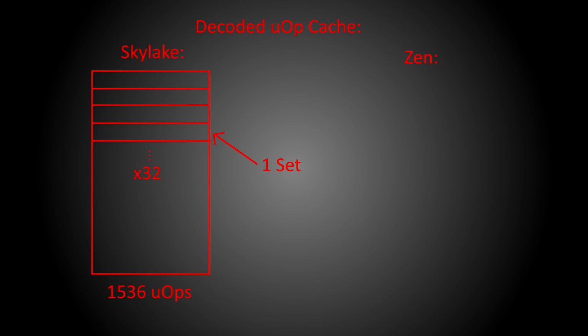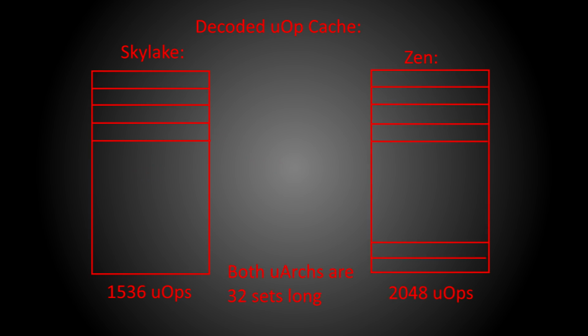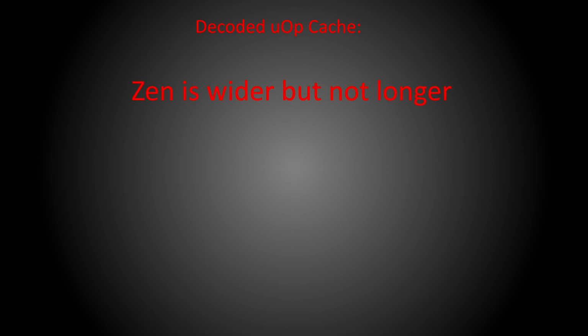When it comes to the decoded micro-op cache, the Skylake CPU can have up to 1536 entries over 32 sets. However, the Zen architecture has a capacity of 2048 micro-ops over the same 32 sets, because each set in a Zen CPU can store up to 8 micro-ops each compared to Skylake's 6. Both architectures use 8-way associativity. What this shows us is the Zen architecture was built for wider cores, having a wider decoded micro-op cache and not necessarily faster cores.